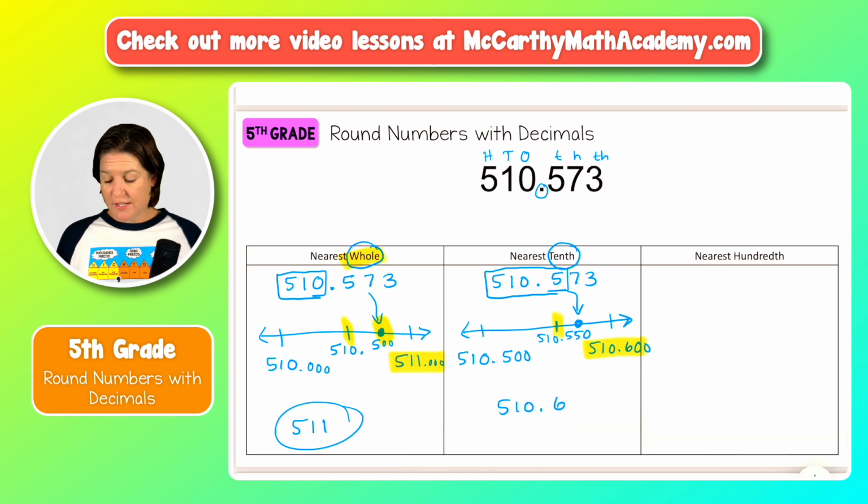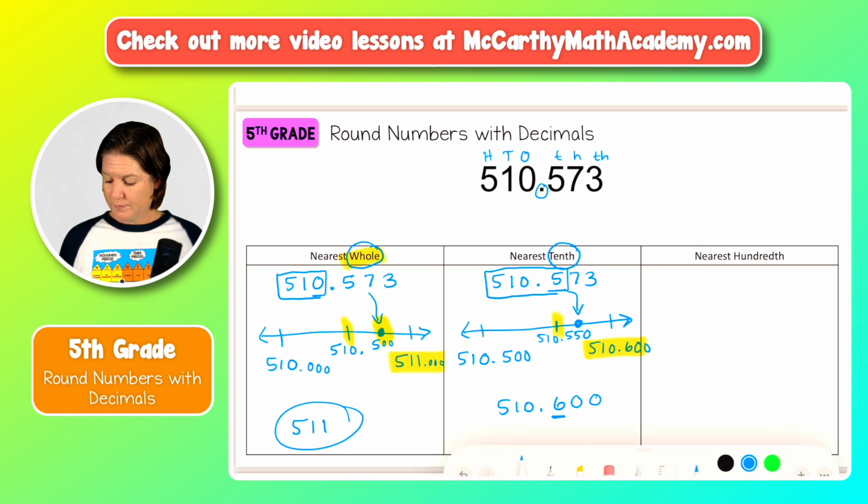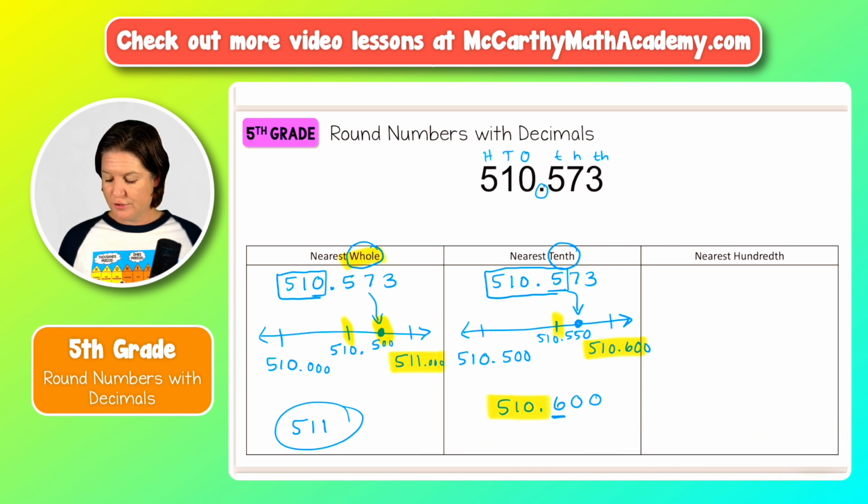So your students, if they were to write that 510 and 573 thousandths, if we round that to the nearest tenth, it would be 510 and 6 tenths. That's an acceptable answer. If they were to write 60 hundredths, that's equivalent, so that's an acceptable answer. And if they were to write 600 thousandths, that is equivalent, that is an acceptable answer. But they do need to know that they would be able to find this as an answer too.